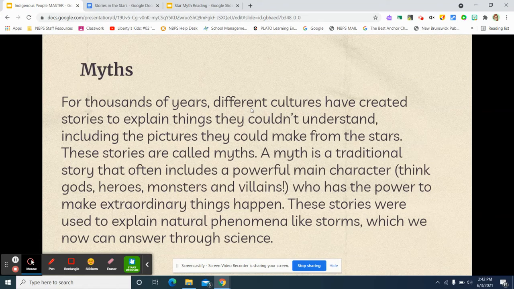A myth is a traditional story that often includes a powerful main character, think gods, heroes, monsters, and villains, who has the power to make extraordinary things happen. These stories are used to teach lessons and to explain how natural phenomena like storms happened, right? So now we know the science behind it, but before we did, they explained it this way.